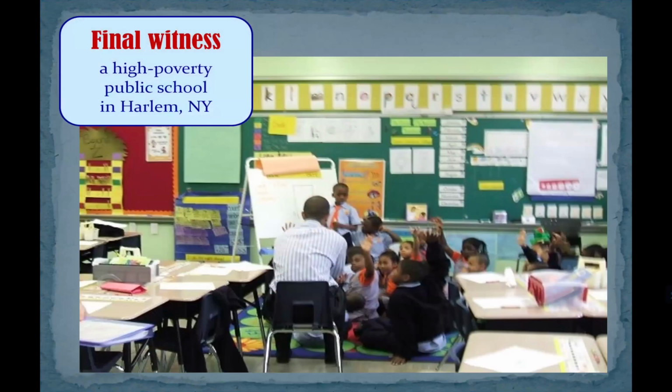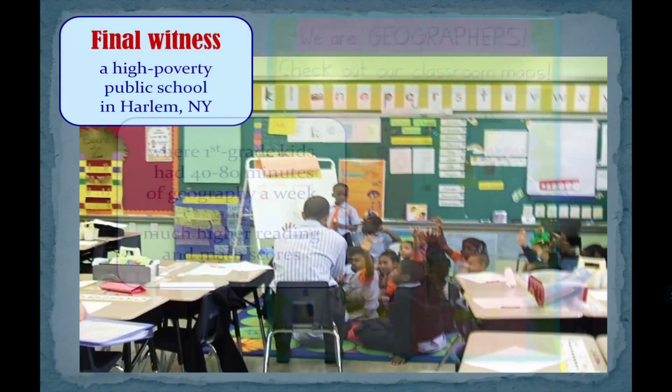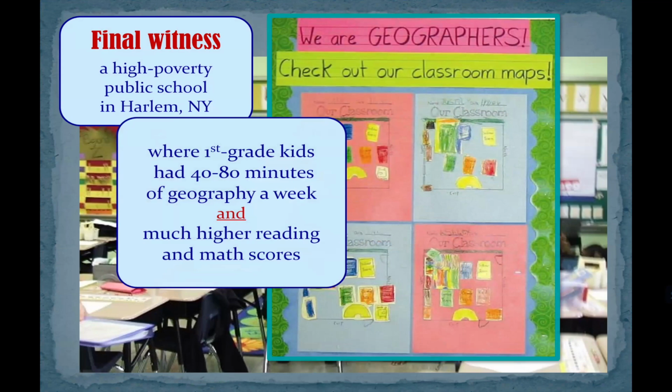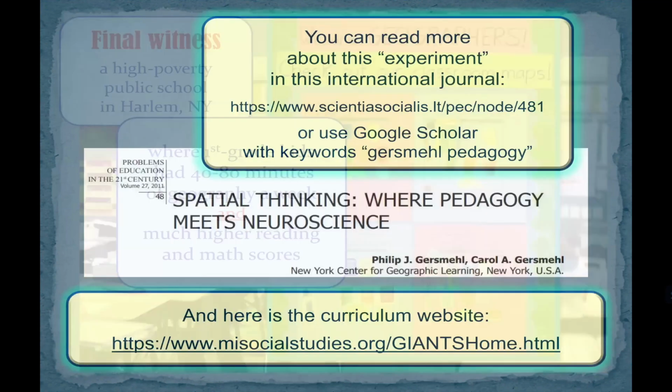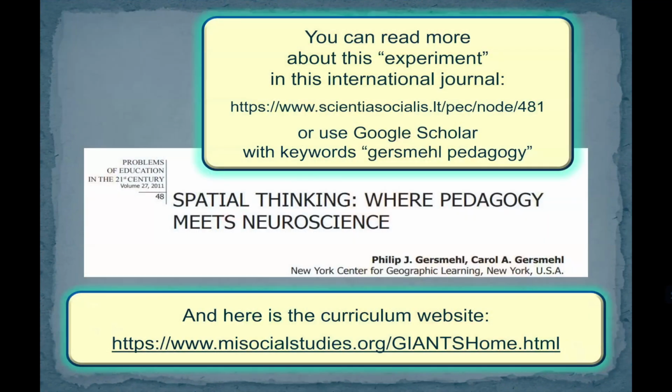Our final witness is a high poverty public school in Harlem, New York, where a bunch of first grade kids had 40 to 80 minutes of geography every week, and the reading scores and math scores went up dramatically. You can read more about this experiment in this international journal, or use Google Scholar and just put my name and the word pedagogy down, and you'll get a handful of these research articles. And the curriculum website that's down at the bottom that has those K2 units.